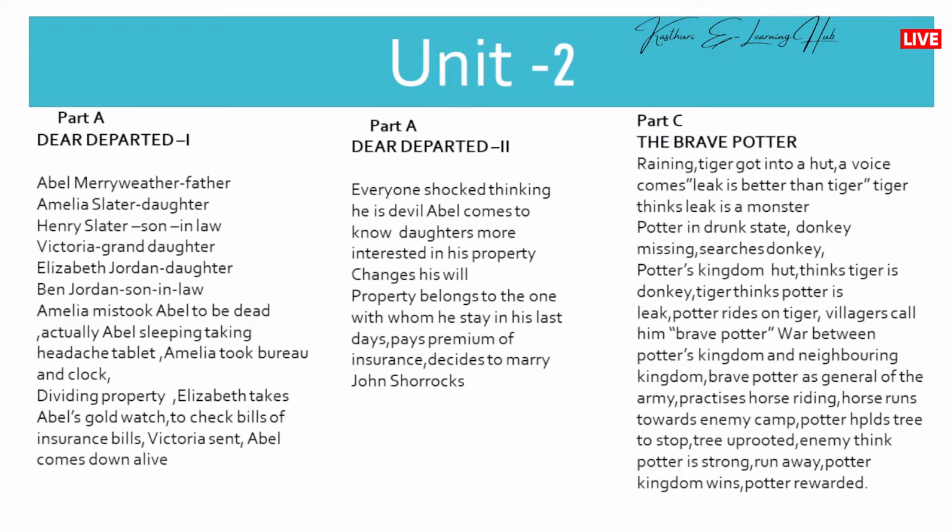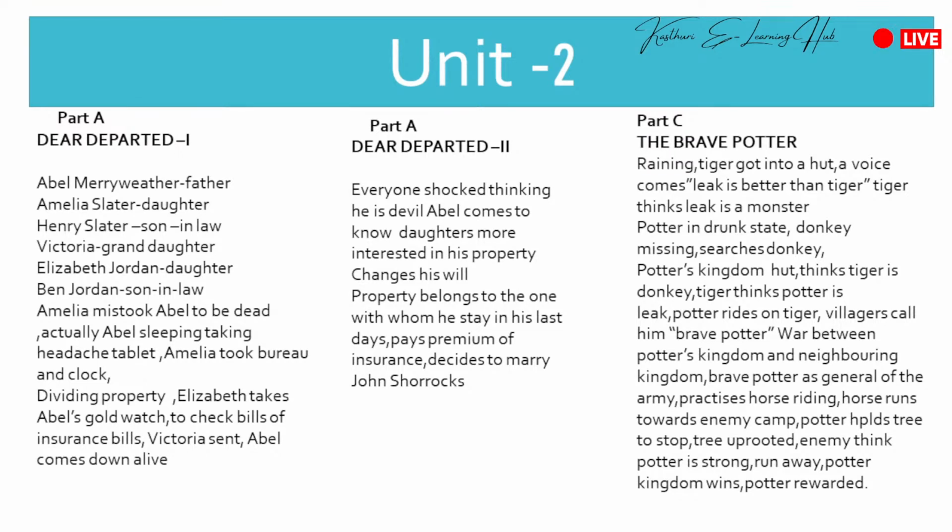Then Elizabeth tells about Amelia's plan to pinch the bureau. Actually, Elizabeth is impressed with the bureau. She says how beautiful this is. Who bought it? Amelia tells that Henry bought it. So here Abel comes and tells that the bureau belongs to him. So the plan of Amelia came out.